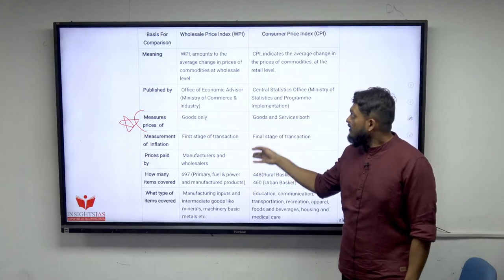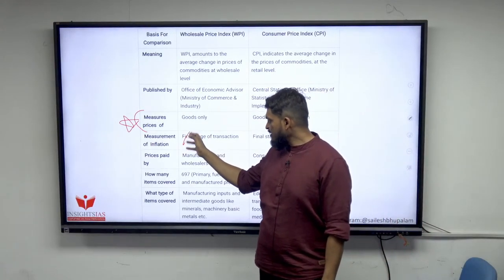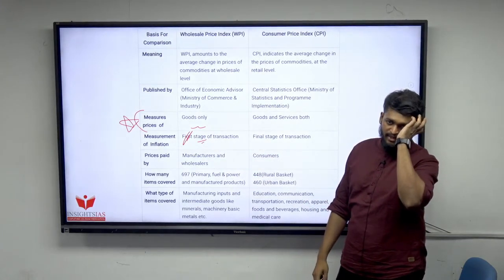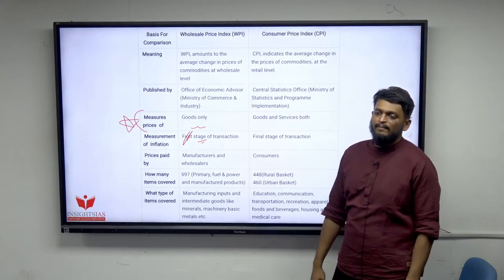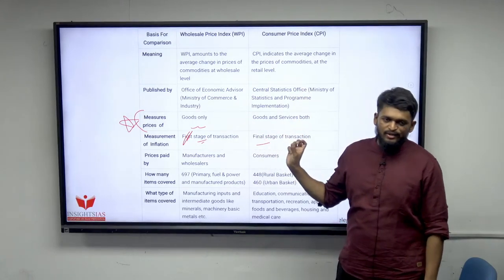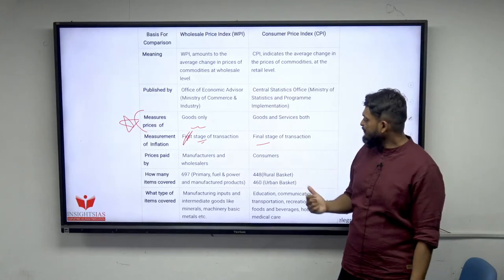And here, in the wholesale price index, usually it is the wholesale stage of transaction. Earlier it was defined as the first stage, but now because PPI is being defined as a separate first stage, right now you can consider it as wholesale. And the consumer price index, you can consider it as the final stage of the transaction.